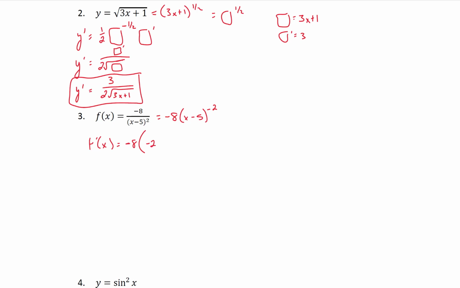So that's negative 2. Blah stays the same, so the inside stays the same, x minus 5, to the negative 2 minus 1, so negative third power, times now the derivative of that blah. So the blah was our x minus 5, so the derivative of x minus 5 then is just 1. And so that's our derivative. Now just cleaning this up a little bit, so this gives us positive 16 over x minus 5 to the third power.